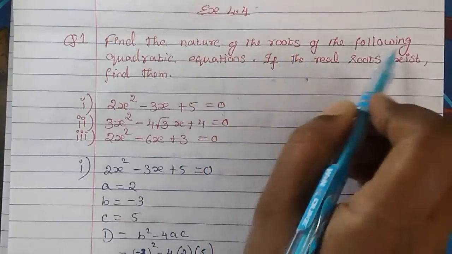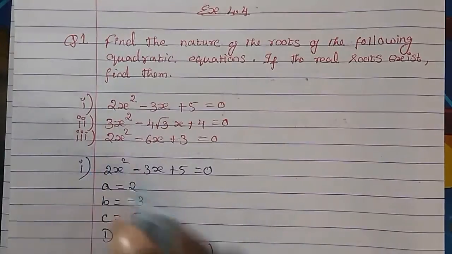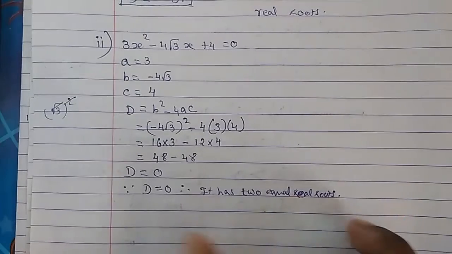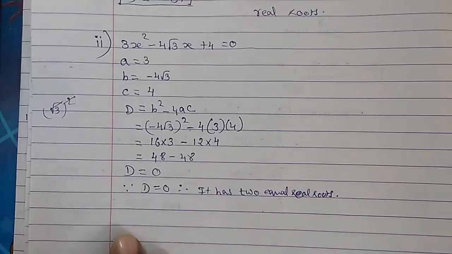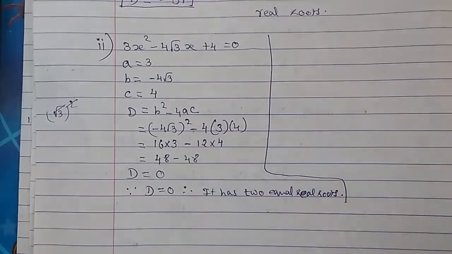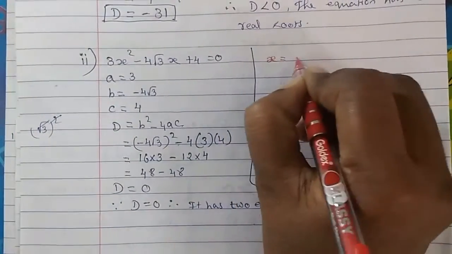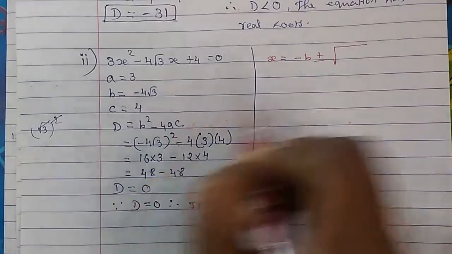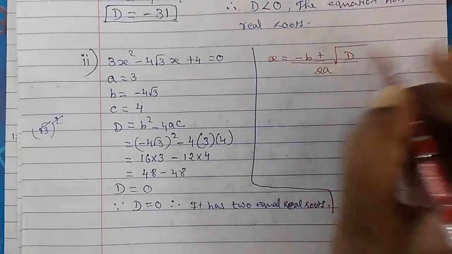Okay, so since it has now two equal real roots, what we have to do, see here, find the nature of the roots of the following quadratic equations. If the real roots exist, find them. That means we have to find them because real root is existing here, so it has two equal real roots. That means we have to find what are these roots, and for that we will use the quadratic formula. You know quadratic formula, that is x equal to minus b plus or minus this. You can write b square minus 4ac, or you can write the capital D also, is the same, 2a.